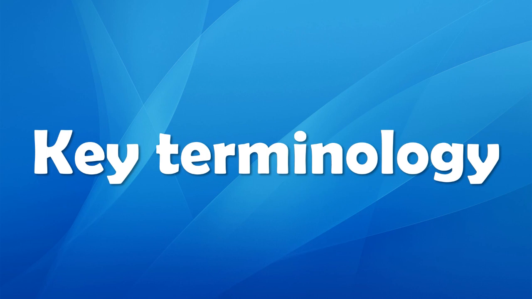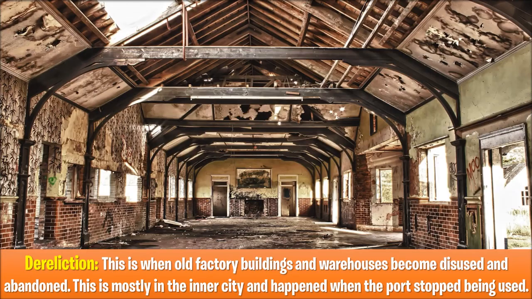Now let's look at some key terminology. Starting with dereliction. So this is when old factory buildings and warehouses become disused and abandoned. This is mostly in the inner city and happens when the port stopped being used. So these once upon a time were bustling, were very busy, but when the global shift happened and a lot of these industries got shipped overseas, there was no use for these buildings. So what happened is they just got left. They became abandoned, they started to get rust, they were overtaken by gangs and homeless, and they become what's called derelict. So if you see a building, you can use the geographic terminology and say that building is derelict.